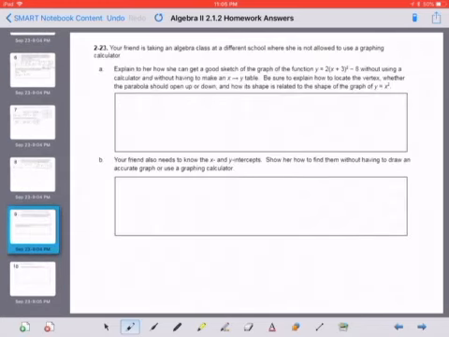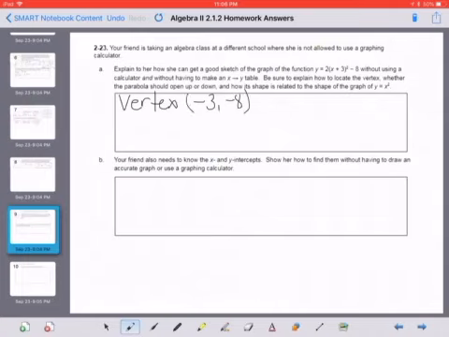Problem 23, it says our friend is taking algebra and is at a different school where they're not allowed to use graphing calculators, and wants us to explain to her how to graph the function y equals 2 times (x plus 3) to the second power minus 8 without using a calculator and without making an xy table. So what you needed to explain to her was whether the parabola should open up or down and how the shape is related to the shape of y equals x squared. So first we could say I know the vertex is going to be negative 3, negative 8.